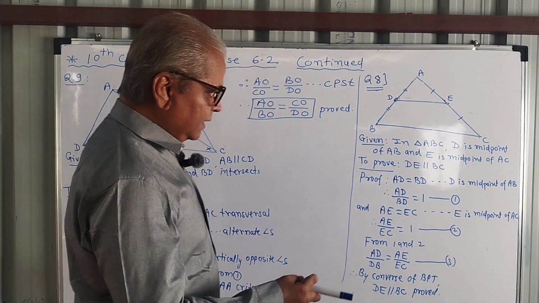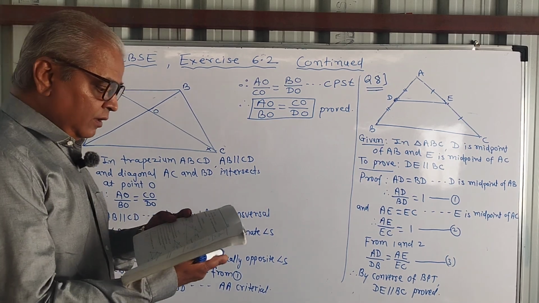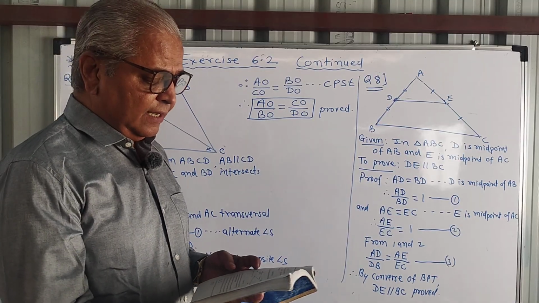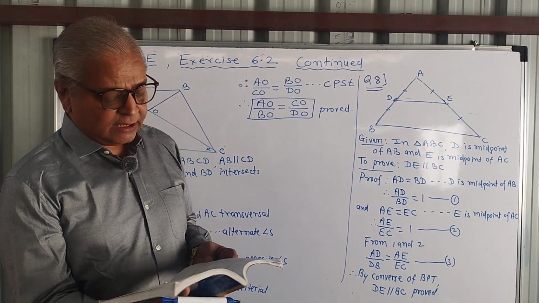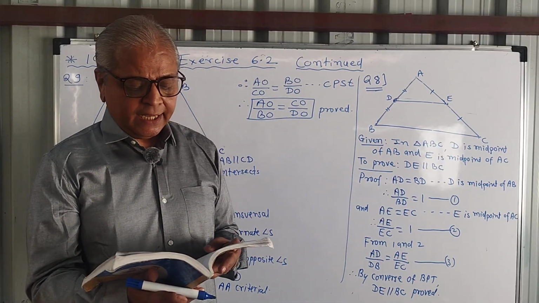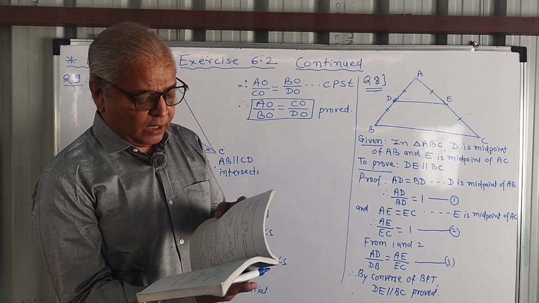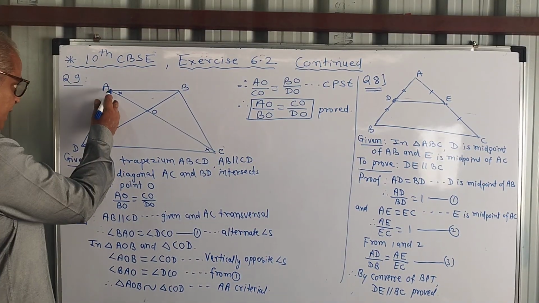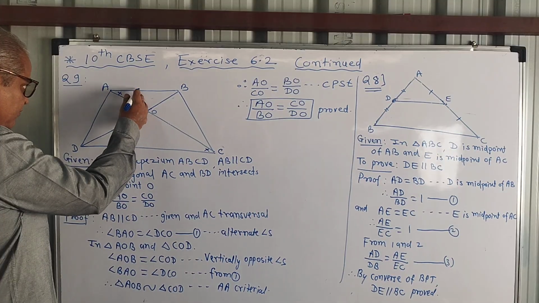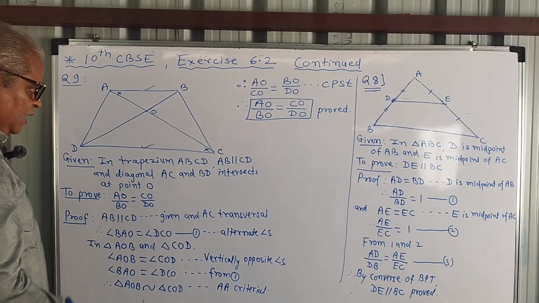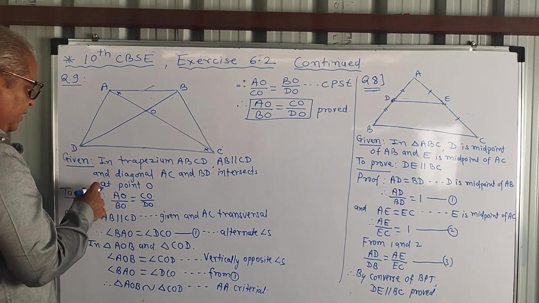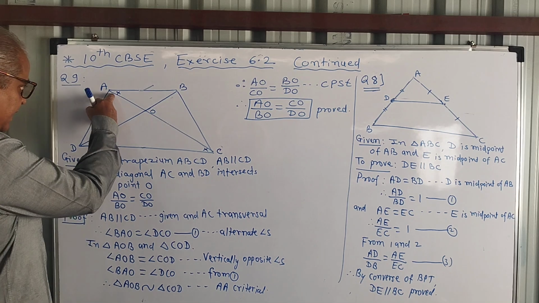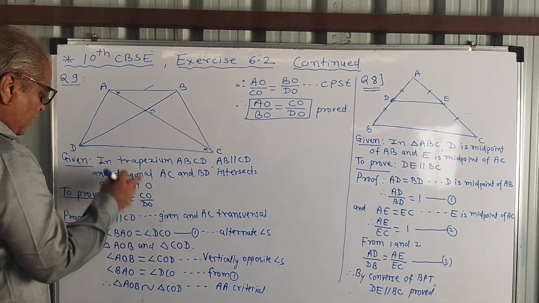So here look at the question. ABCD is a trapezium in which AB is parallel to DC and its diagonals intersect each other at the point O. Show that AO upon BO is equal to CO upon DO. See, look at the figure. We need to draw the figure. ABCD is a trapezium in which AB and CD are parallel to each other. The diagonals intersect at point O, and what is to be proved? AO upon BO is equal to CO upon DO.